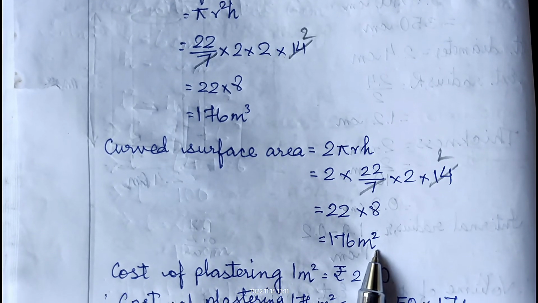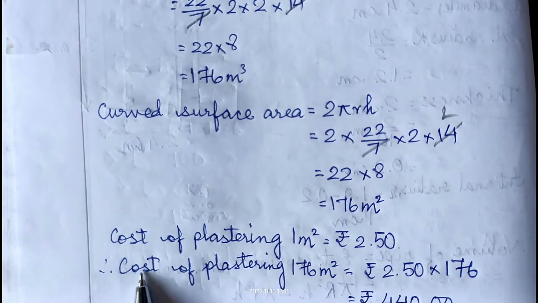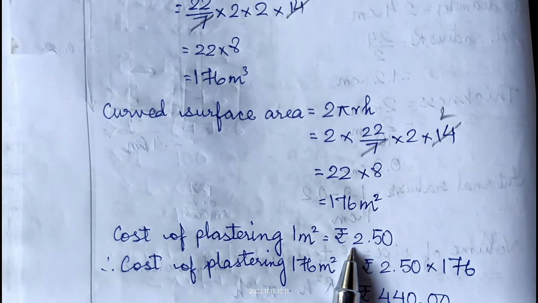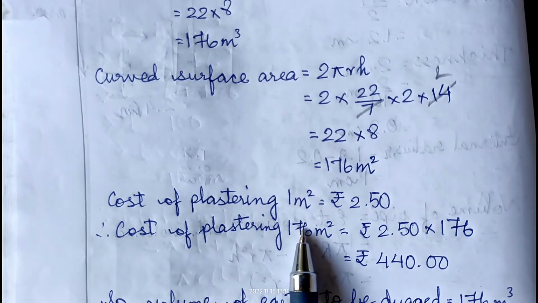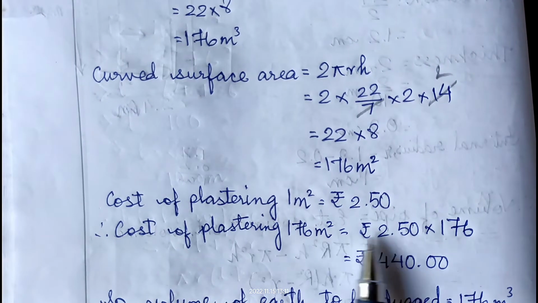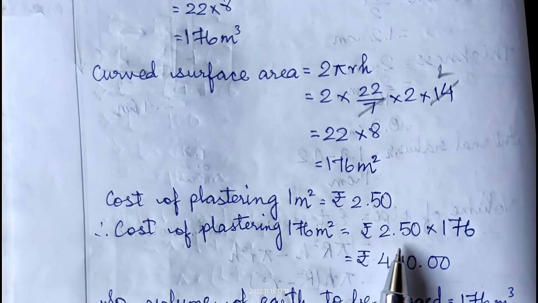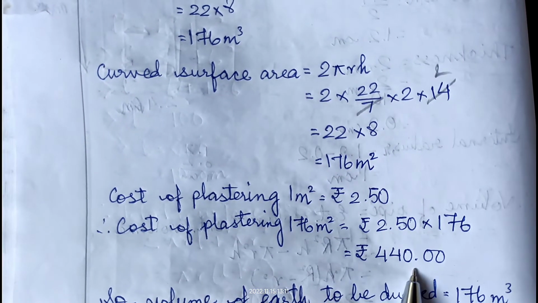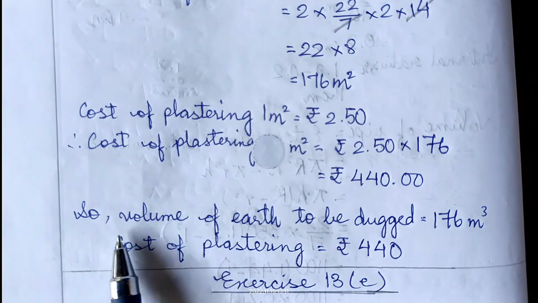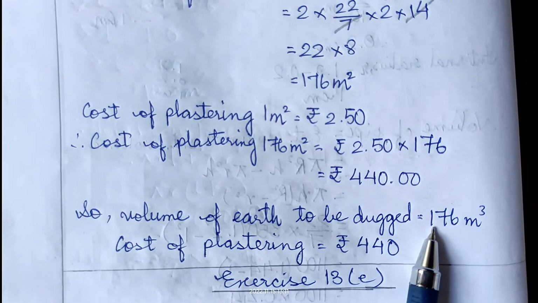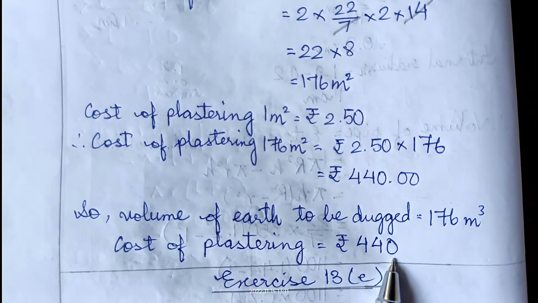Now we have to plaster the curved surface. Since here area is 176 meter square and it is given cost of plastering 1 meter square is rupees 2.50. Therefore cost of plastering 176 meter square will be rupees 2.50 into 176, because while plastering we have to plaster the curved surface. If I multiply, it will be 440. Therefore cost of plastering is 440 rupees. Therefore, volume of earth to be dug will be 176 meter cube and cost of plastering is rupees 440.